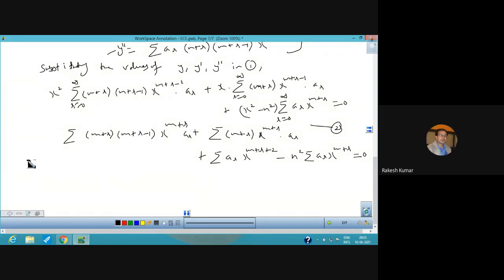Now the powers of x are x raised to power m plus r, and here m plus r plus 2, and here m plus r. ये हमारे पास x की पावर्स हैं. Now you know that जो lowest value है range की वो है 0 to infinity.